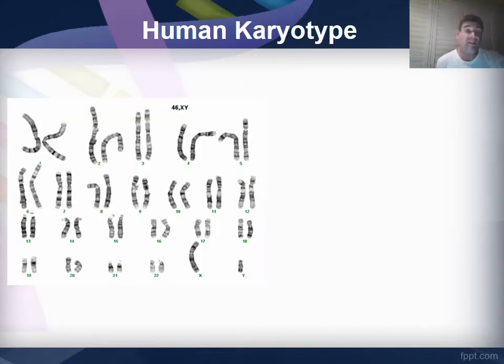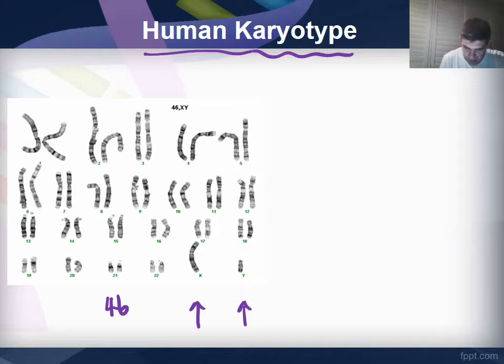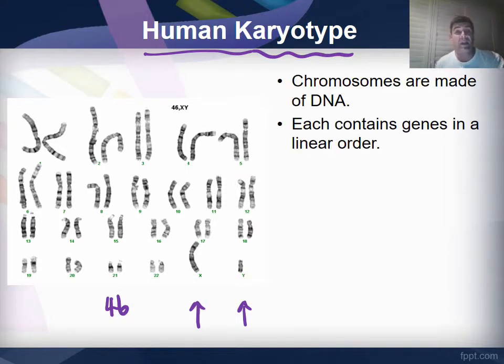When we put all the chromosomes together, we get what we call a human karyotype. The karyotype is what all of your chromosomes together looks like. You can see this particular karyotype has 46 chromosomes altogether, and an X and a Y, and so this would be a male. The chromosomes are made of DNA, and each of these contains genes in a particular linear order. We know that on the basis of the sequence of bases, the A's, the T's, the G's, and the C's.